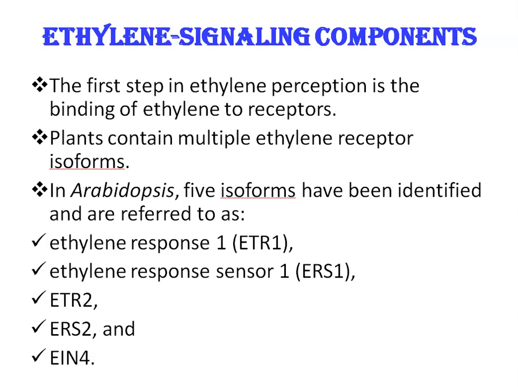Now, in Arabidopsis, 5 isoforms have been identified and referred to as: first is ethylene response 1, that is ETR1, ethylene response sensor 1, that is ERS1, ethylene response 2, ETR2, and ethylene response sensor 2, that is ERS2, and the last one is EIN4.